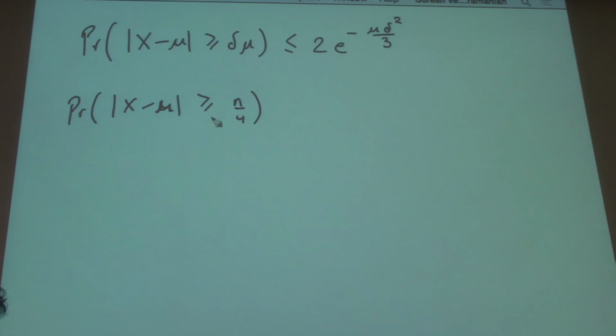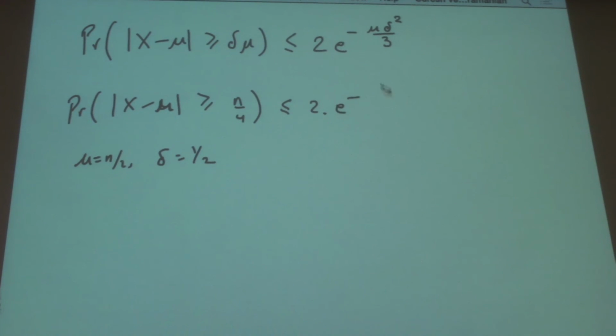So if we want to get this bound, we know that mu is equal to n over 2, and so delta is equal to half, if we want to apply the Chernoff bound. We know these are 0, 1 random variables, we know that mean is n over 2, we know they're independent. So if we plug this in, what is the bound we get? We get 2 times e to the minus n over 2 times 1 over 3 times 1 over 4.